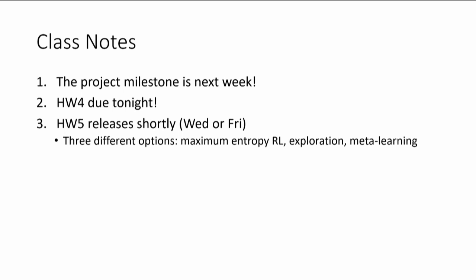Homework 5 is meant to give you some practice implementing some of the more advanced methods that we discussed in the second portion of the class, and it will have essentially 3 parts, and you'll have a choice of which of those parts to do. So you can pick one of the 3. You can pick more than one if you like, but you're required to only do one. And we'll have one part on maximum entropy reinforcement learning, so this kind of control as inference stuff that we covered. We'll have one portion on exploration, and we'll have one portion on meta-learning.